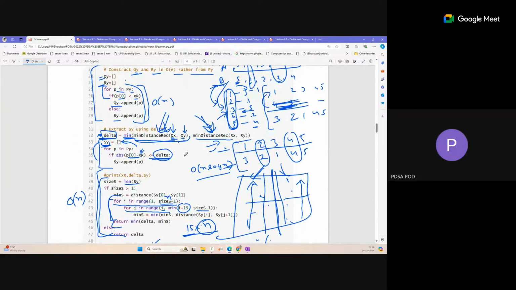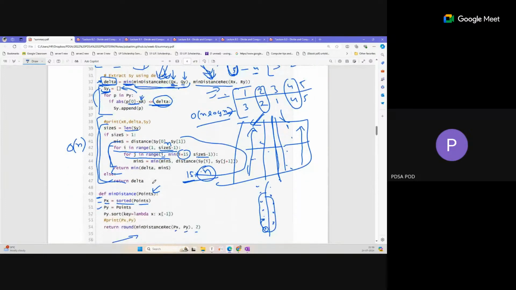After getting this distance delta among the left and right halves, we find the border area. We only cover the delta distance to the left and delta distance to the right of the border, and we only consider those points. In those points also, we compare each point with the next 15 points only, because that is the possible area where we can get the closest pair distance. Because of that, this loop actually becomes a constant-factor linear loop, 15 times n. So this is also order of n.